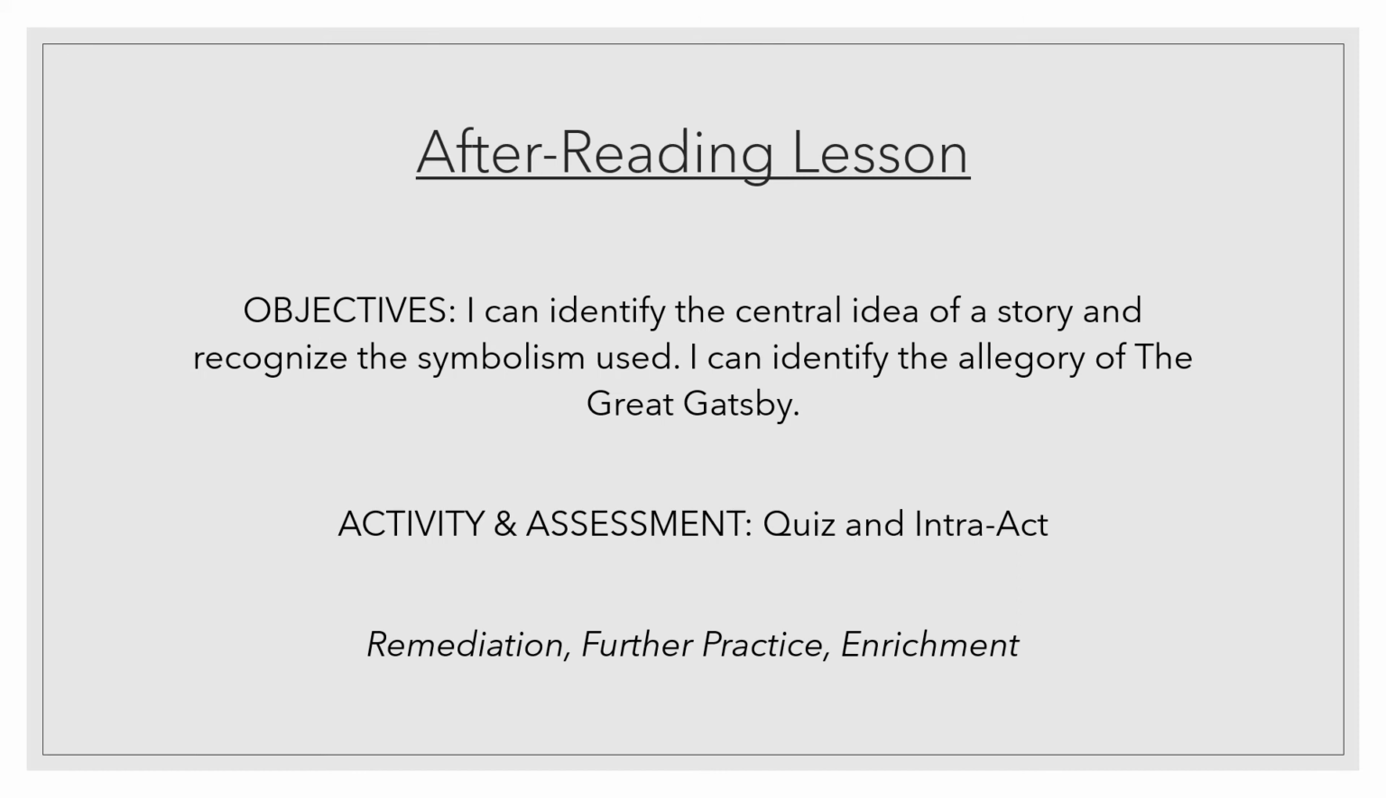The objectives are: I can identify the central idea of a story and recognize the symbolism used. I can identify the allegory of The Great Gatsby. The activity and assessment would be quiz and interact. The quiz would be summing up everything that we've learned about symbolism and allegory on its own and within The Great Gatsby, a quiz on The Great Gatsby, and using the interact activity to allow students to kind of take over, take responsibility, and kind of just be involved.